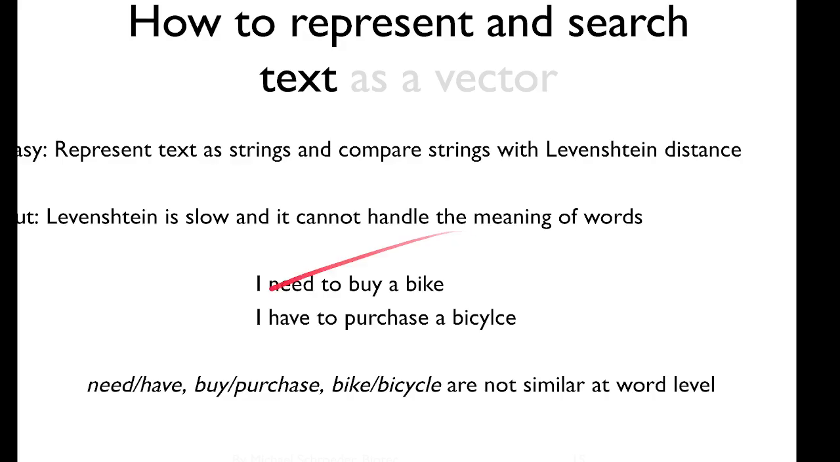So if we take the two sentences, I need to buy a bike and I have to purchase a bicycle, then for the Levenshtein distance at the word level, a lot would be different. Only I, to, and a would be the same, but need, buy and purchase, bike and bicycle would be completely different, although the meaning of the two sentences is the same. So the question is, is it possible to somehow address also similarity in meaning with a representation of text as a vector?